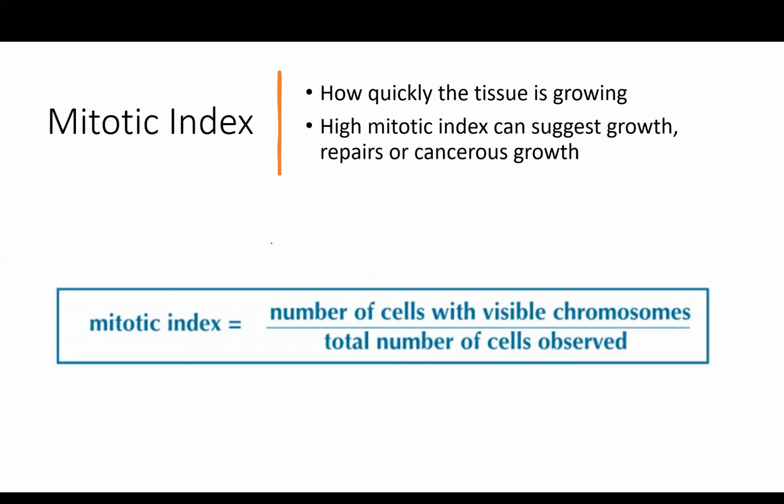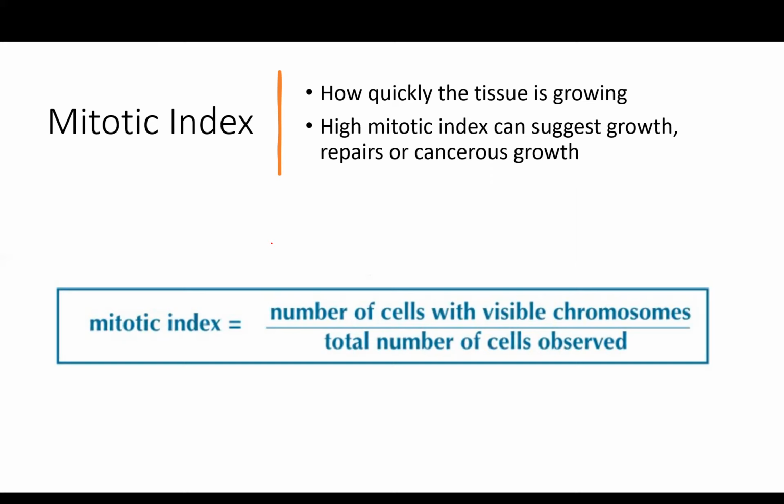This lets you work out how quickly the tissue is growing. Basically the idea is the more cells with visible chromosomes, the faster mitosis is happening compared to the number of cells observed in total. And it lets you know if anything's going on that shouldn't be. So a plant root tip in this example is constantly growing. So you would expect to have a high mitotic index, which means lots of cells going through mitosis because it's constantly growing.